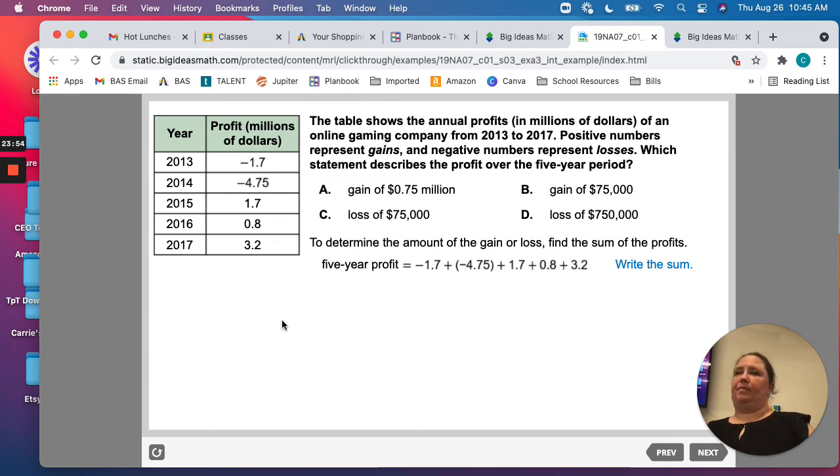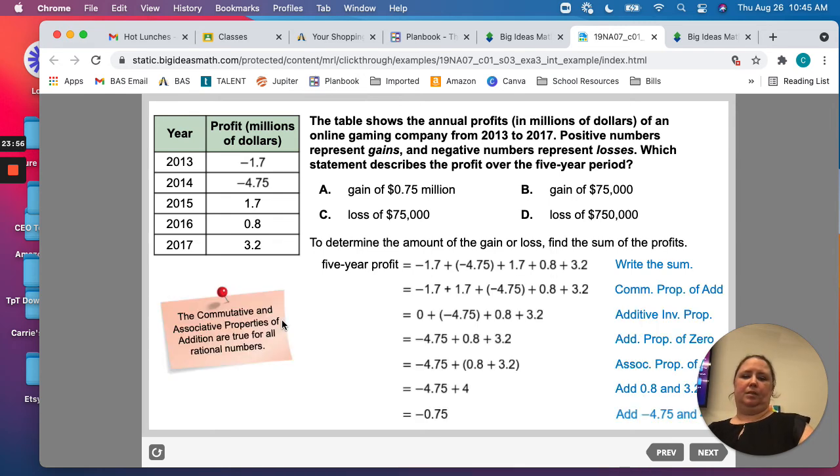What'd you get, 7th grade? 3.05. Is that what everybody got? Now you got to add up all the numbers, not just those two. 0.75. Positive or negative? Negative. So what does the negative mean? They lost. So which of these statements makes sense? They lost 75.